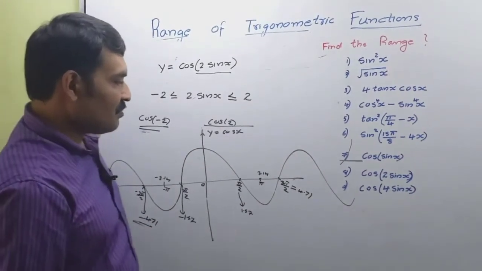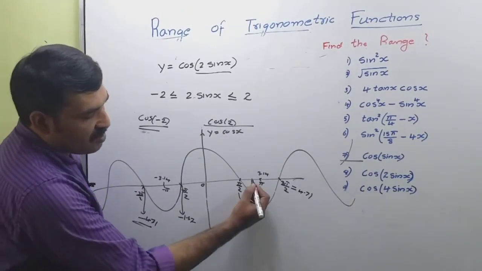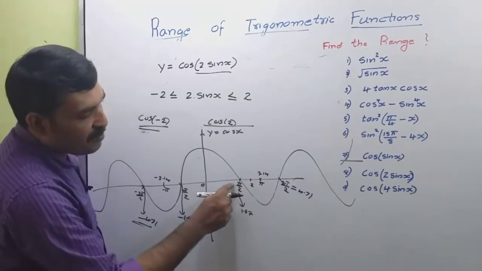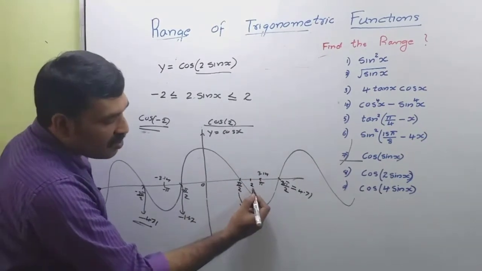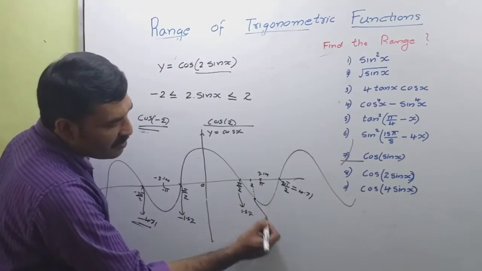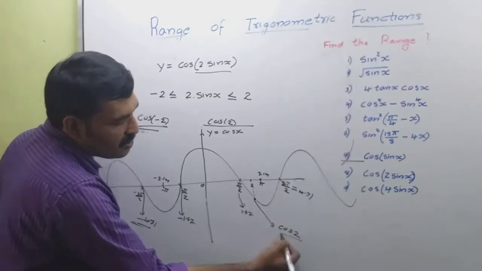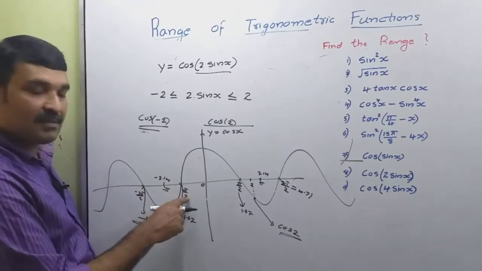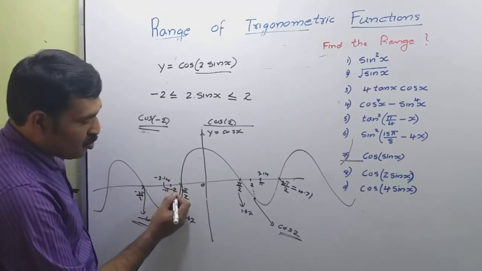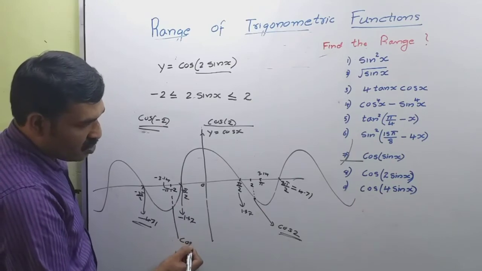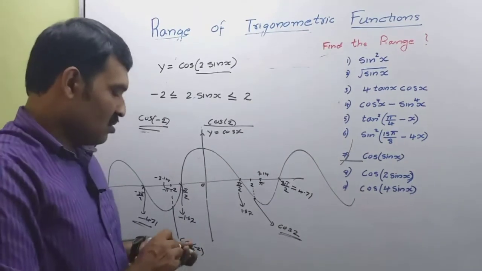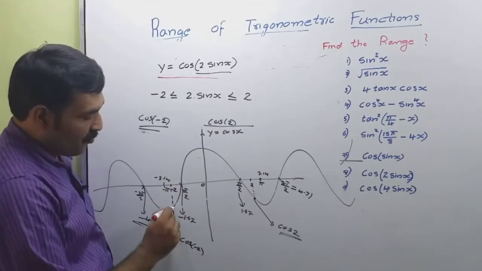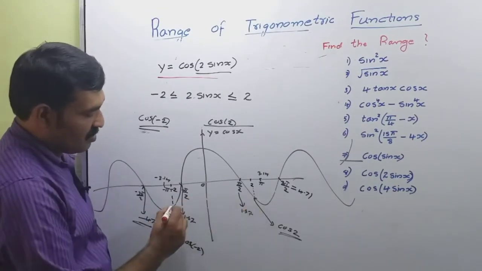So this is 1.57, so we can mark a value 2 in between pi by 2 and pi. This is the point where cos 2 is. And we can mark minus 2 in between minus pi and minus pi by 2, so the value of the function is cos of minus 2. So the graph of y is equal to cos of 2 sin x is from cos of minus 2 at this point to this point.